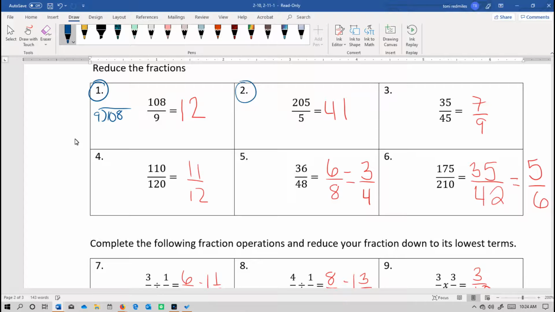So 9 goes into 10 one time, with 1 left over. Drop down your 8. 9 can go into 18 2 times. So the answer is 2.